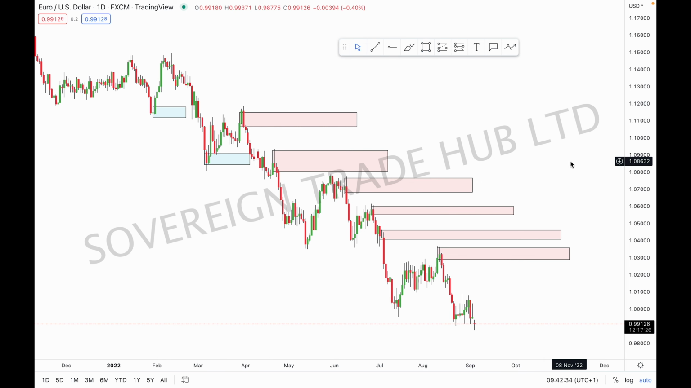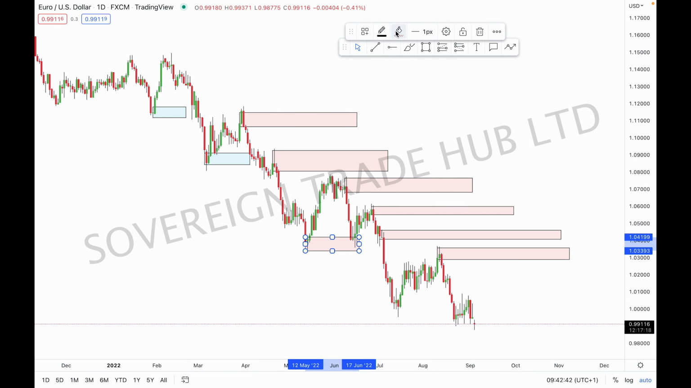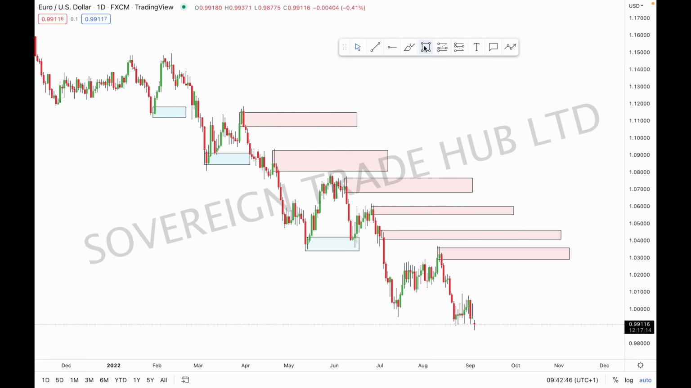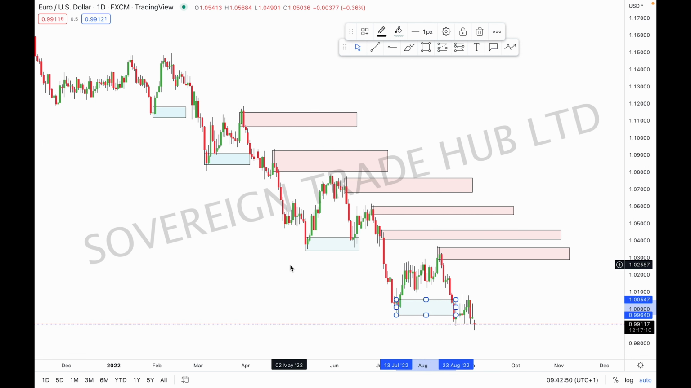So we will notice something around here. We have a demand zone. Let me make it blue. Sorry for picking it one after the other. I literally have no template saved.